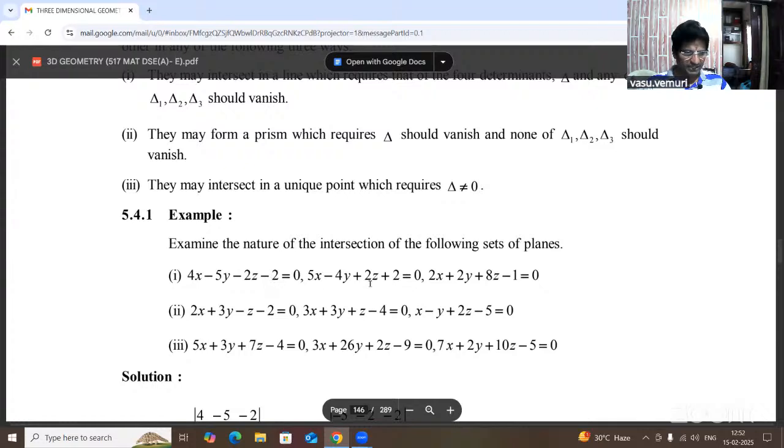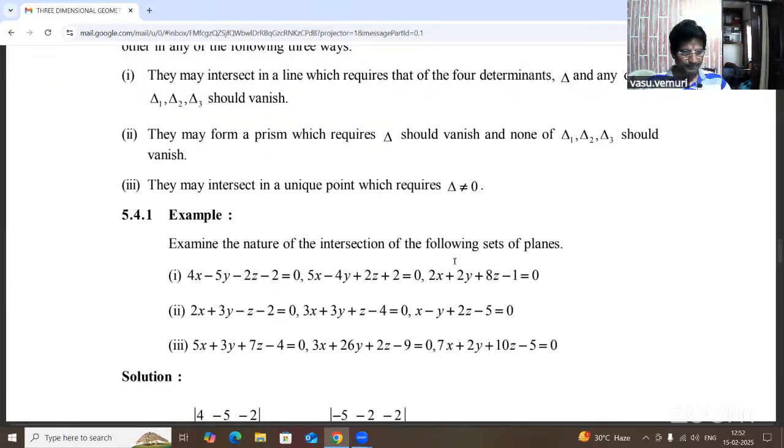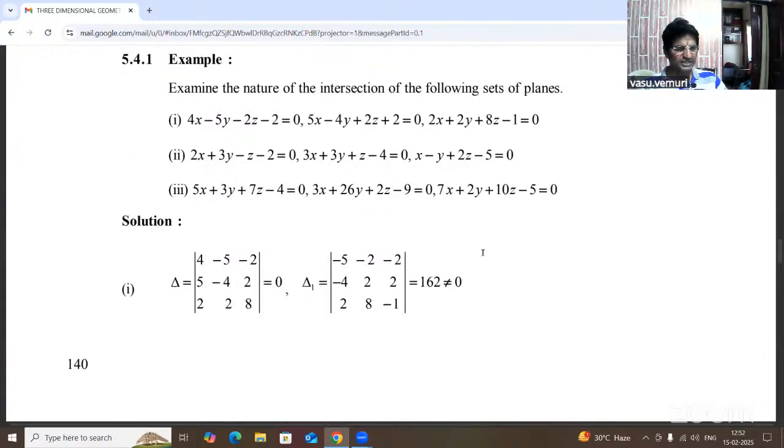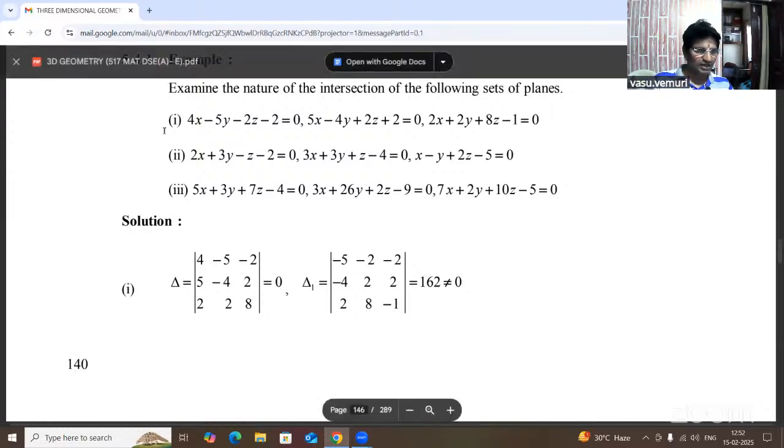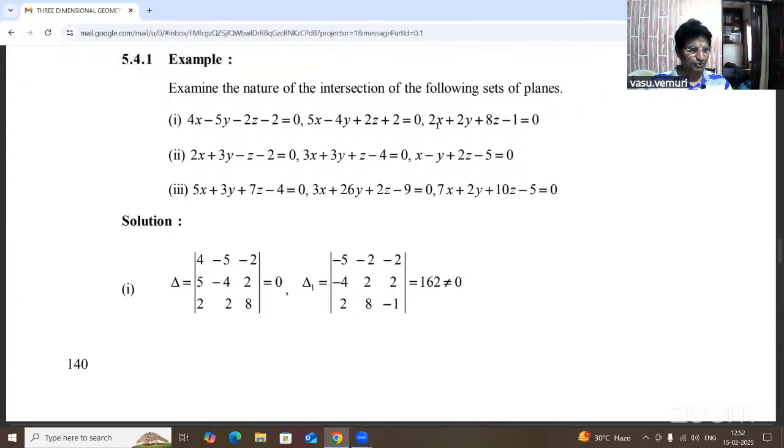First problem, three planes are given. You just have to observe that these three planes are different, and none is parallel to the other two. So delta equals, write the coefficients from the first problem: 4, minus 5, minus 2; 5, minus 4, 2; and 2, 2, minus 2, 8. So the determinant is equal to 0.